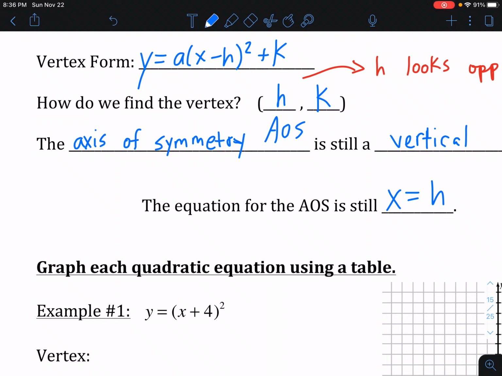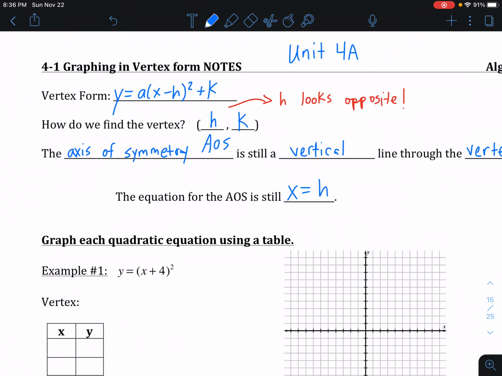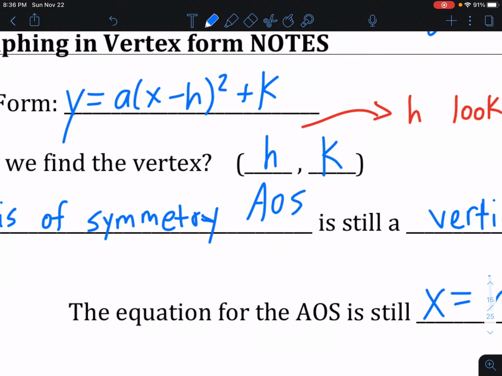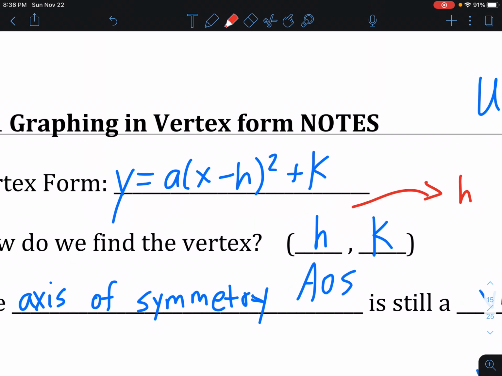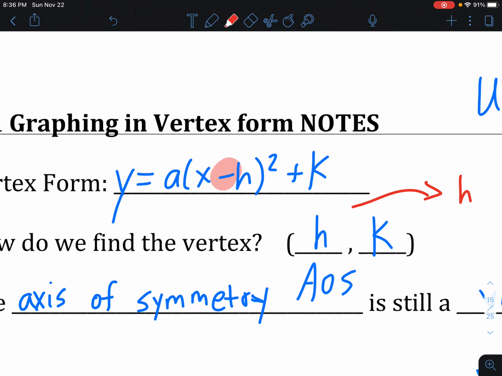And days ago, we did discuss the vertex. You can just look at it, and the vertex is (h, k). I want to remind you, though, as I've written in red, that h is the opposite of how it appears. That's because you have a minus sign in front of it in the formula.